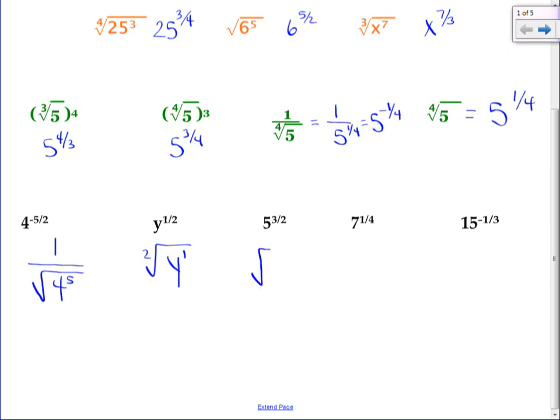Okay, so this one, we've got 5 raised to the, and then we've got the 2 out here, which we don't need to write. You'll notice that the one that's closest to it is going to stay closest to it. That's an easy way to remember it. Okay, so we've got 7 to the 1 with a 4th root on the outside. And then this is another negative 1, so it's on the bottom. 15 to the 1 and the cube root of that.